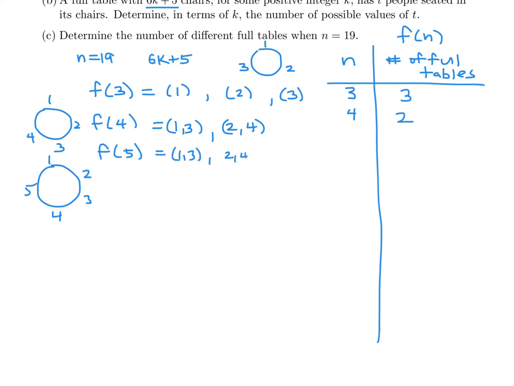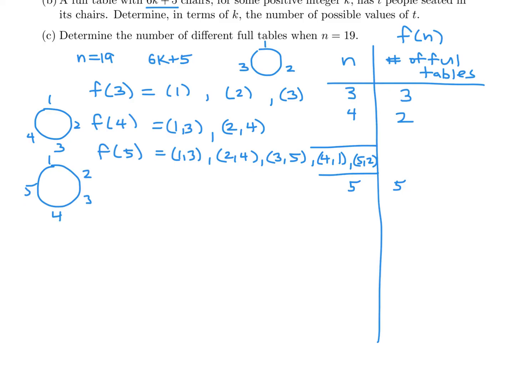2 and 4. 3 and 5. 4 and 1. And maybe 5 and 2. Is that a double? No, that's not a double. 5 and 2. Okay, so I got 5 there. Oh, I got into my table there, but that's okay. We'll just put that there.